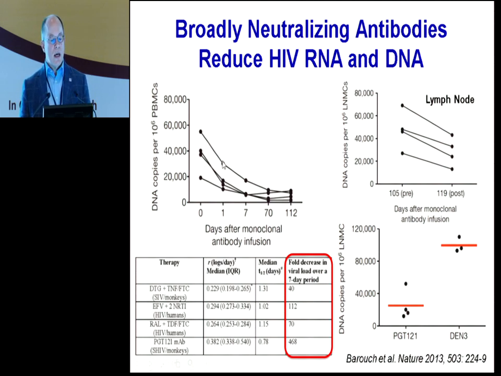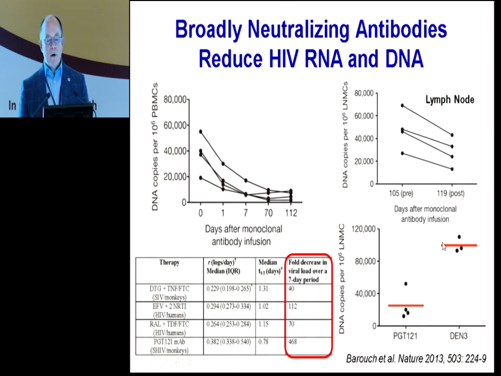So this is showing HIV DNA reduction in vitro after an infusion, and in vivo in animals after an infusion. What's very interesting is they compared it to antiretroviral regimens. So you can see here the fold decrease in viral load over a 7-day period. With dolutegravir, which we talked about earlier, a 40-fold decrease; efavirenz, 112-fold decrease; raltegravir, 70-fold. And this one, one of the more potent broadly neutralizing antibodies, PGT121, a 468-fold decrease in viral load over 7 days.